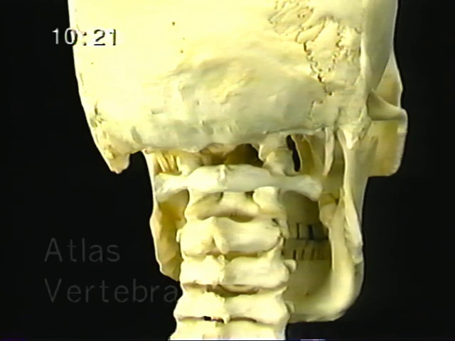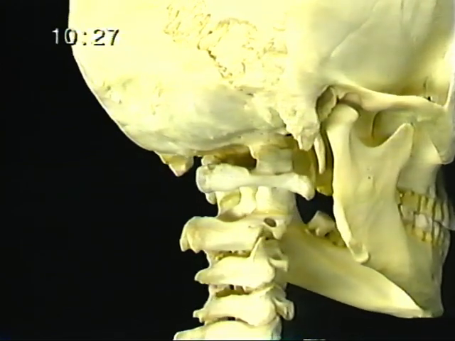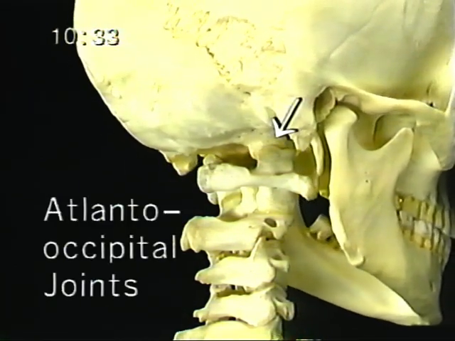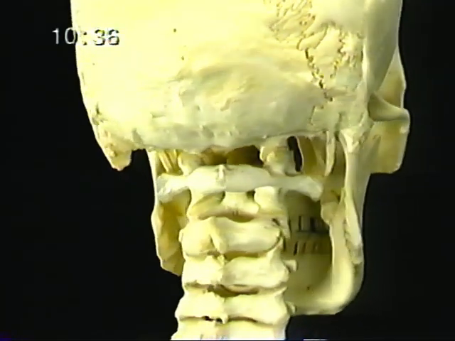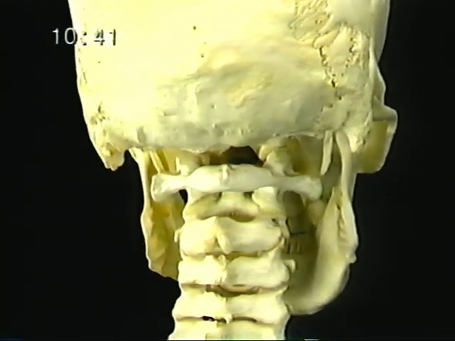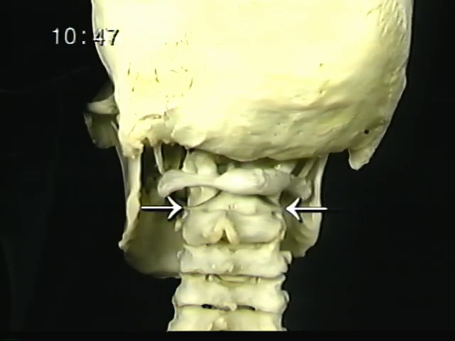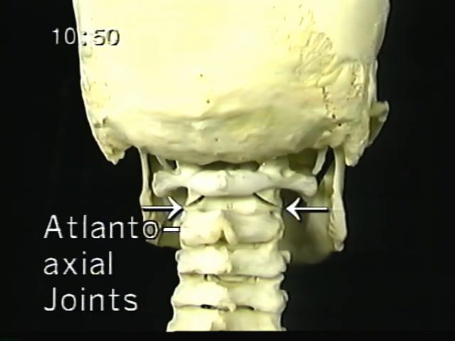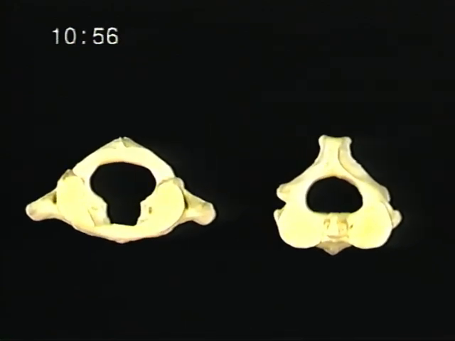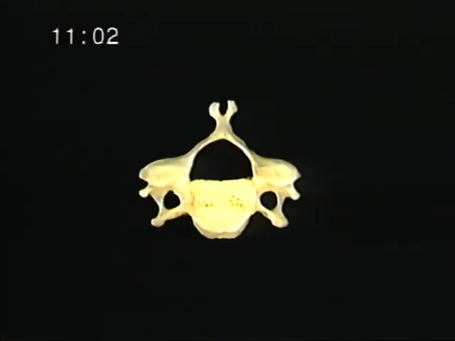Here's the atlas, here's the axis. These two vertebrae are adapted to allow movement of the head. Forward flexion and extension of the head take place up here at the atlanto-occipital joints. Lateral flexion of the head takes place at these joints too. Rotation of the head, together with the atlas, happens here at the joints between the atlas and the axis, the atlanto-axial joints. Because of their special functions, the atlas and the axis differ in several ways from typical cervical vertebrae.